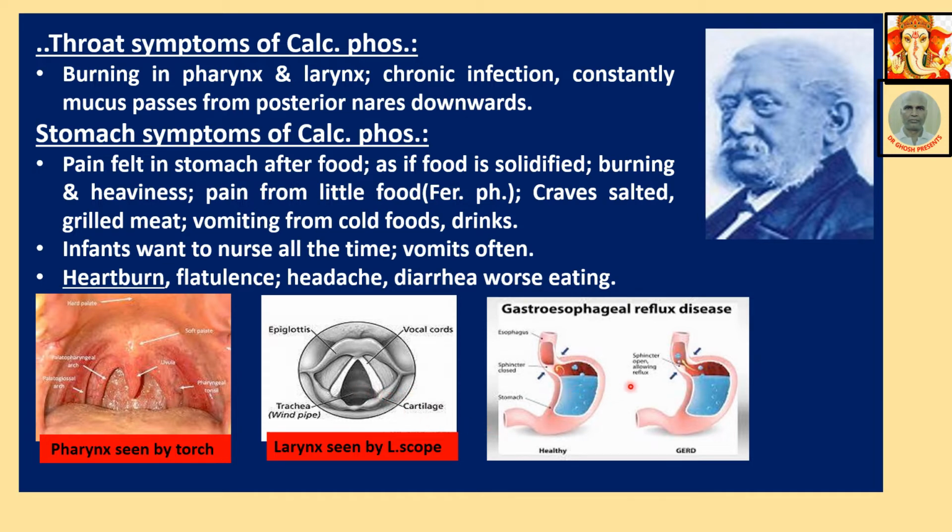This is gastroesophageal reflux or heartburn. I have written it's heartburn. Heartburn is actually GERD. In modern science it is called GERD, gastroesophageal reflux disease. What happens here? The stomach has two sphincters, that is two valve-like structures, one at the esophagus end, another at the duodenal end. This is called the pyloric sphincter, and this is the cardiac sphincter, or LES, lower esophageal sphincter.